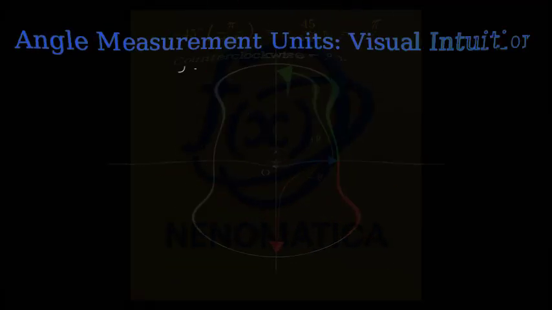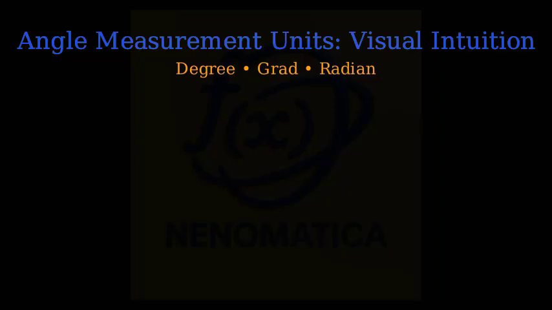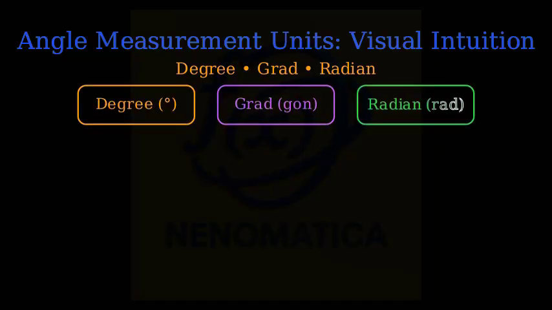In this short lesson, we will use a circle to build intuition for angle measurement units. We'll see what a degree is and how it relates to a full turn. Step 1. Three commonly used units for angles are degree, grad, and radian. Degrees cut a circle into 360 equal parts. Grads cut it into 400 equal parts. Radians measure angles by arc length relative to the radius. Let's place the 3 units side by side.